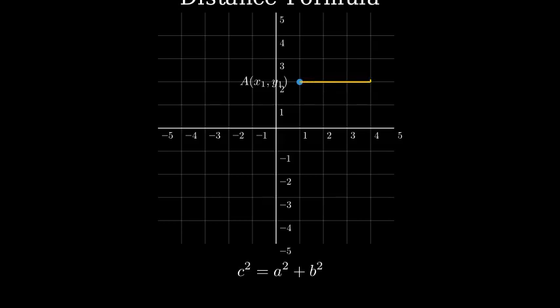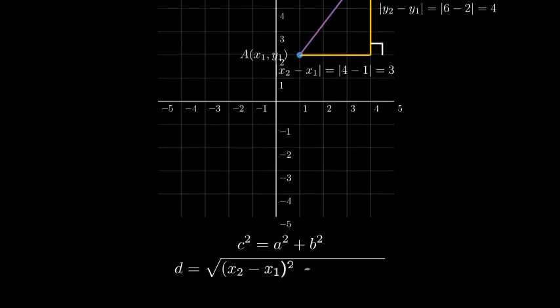The horizontal leg has length the absolute value of x2 minus x1, and the vertical leg has length the absolute value of y2 minus y1. By the Pythagorean theorem, the distance d equals the square root of the horizontal leg squared plus the vertical leg squared. This gives us the distance formula. d equals the square root of (x2 minus x1) squared plus (y2 minus y1) squared.